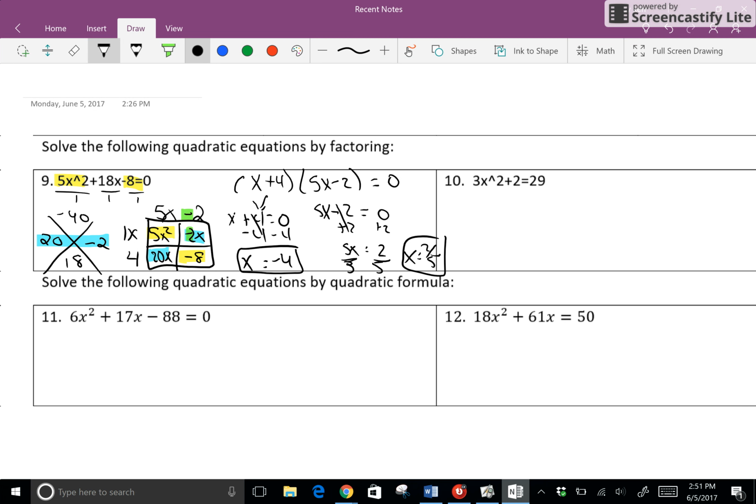Now number 10 is more complicated for 2 reasons. First reason is it's not equal to 0, so to undo a positive 29, you minus 29. And then from there, you got to be very careful. In the answer key, I actually made this mistake. You have to do step 1. You have to find the greatest common factor. If you don't, your box will not make sense in the end.